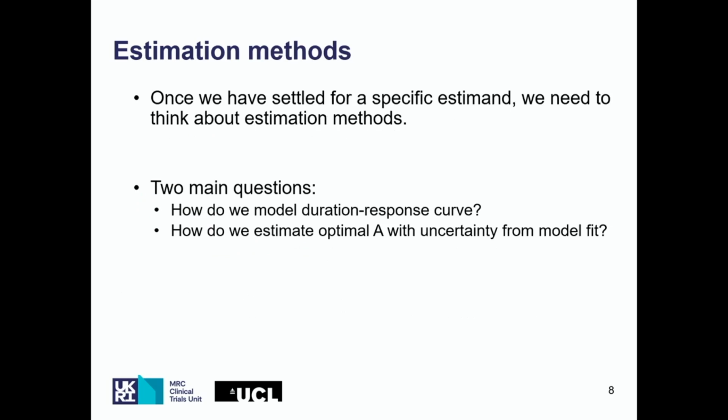Okay, so once we have settled for a specific estimate, once we are clear about what is the specific question that we want to answer with our trial, we need to think about estimation methods. We need to think about how to answer that question. So there are 2 main questions that I'm going to talk about very briefly here today. The first one is, how do we actually model the duration or treatment response curve? And the second one is, once we have modeled that curve, how do we use that to estimate our optimal level of A, our optimal duration, frequency, or whatever.